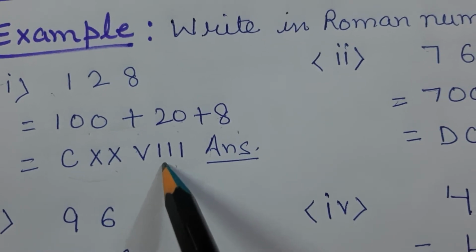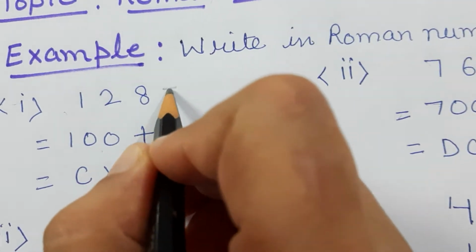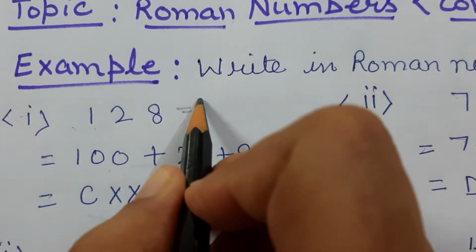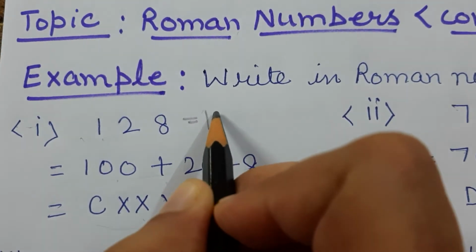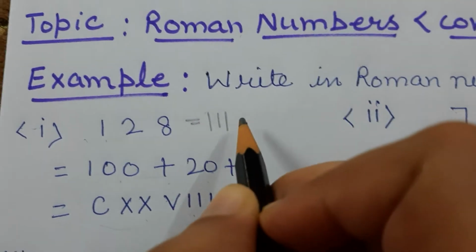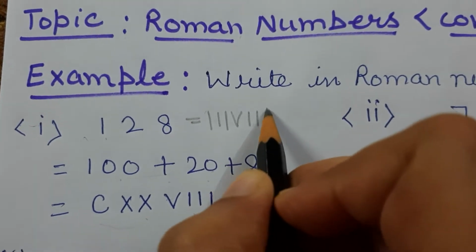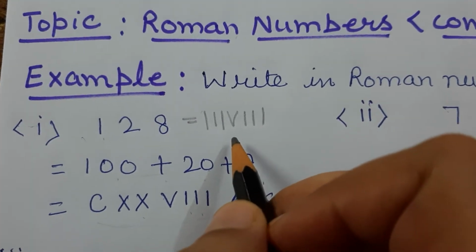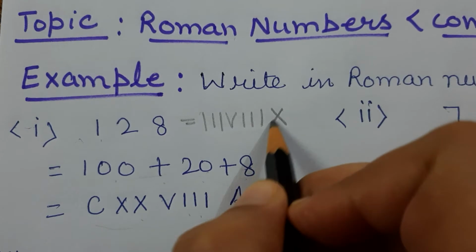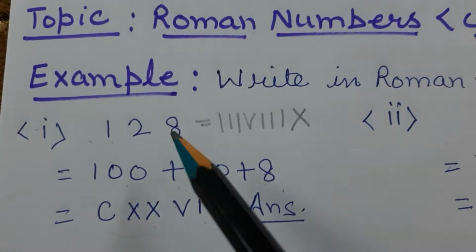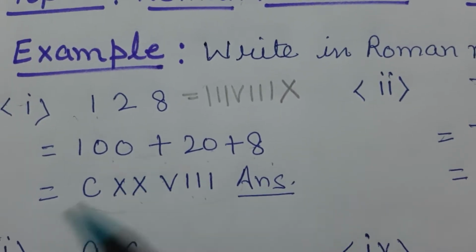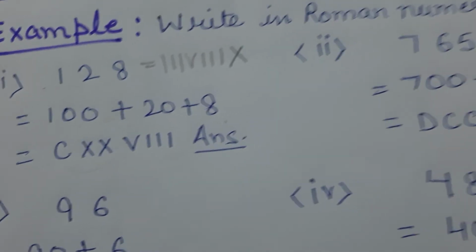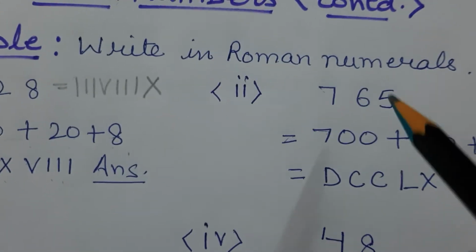But if you write first the symbol for 1, then for 2, then for 8, many students make this mistake. That will be totally wrong. First you have to split this number.